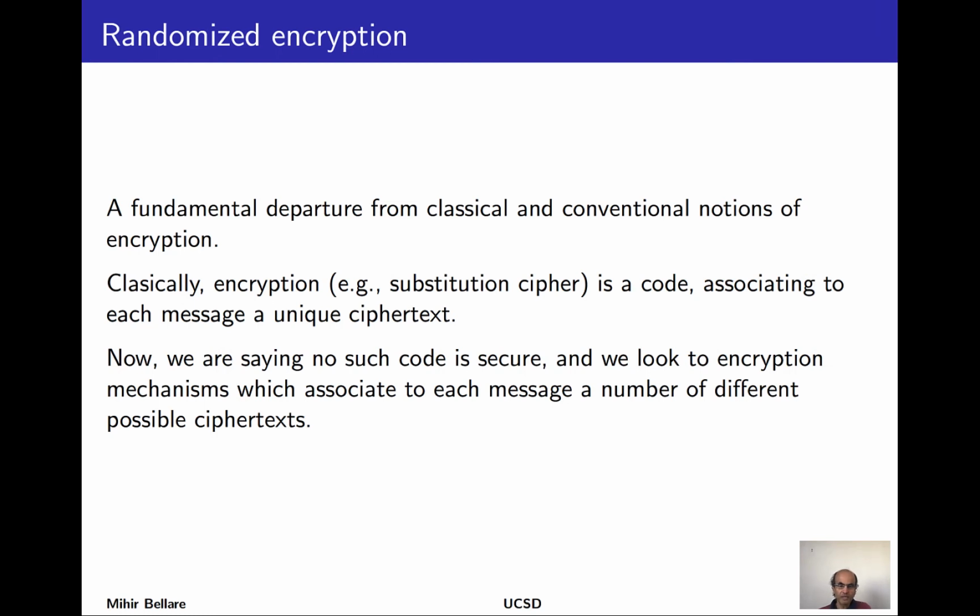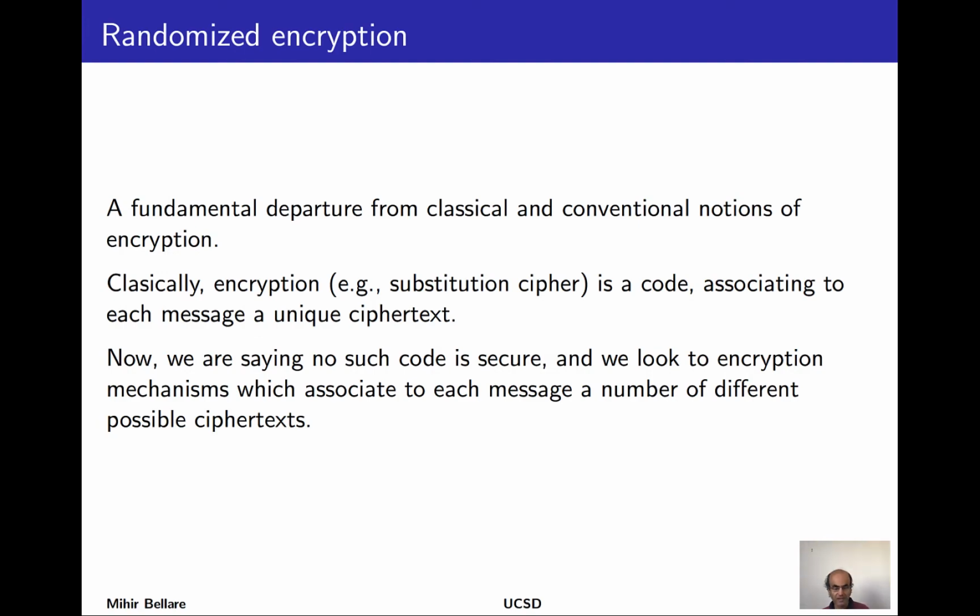But first, it may be worth commenting on the historical and philosophical implications of what we've just said, because this is quite a departure from classical and conventional notions of what encryption is, which was a code, like a substitution cipher, so that once you fixed a key and message, there's only one possible ciphertext. But this is saying that no such code is actually secure, and we need to look to encryption mechanisms which associate to each message a number of different possible ciphertexts.